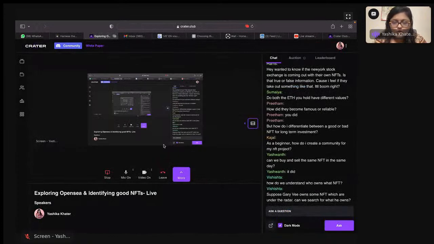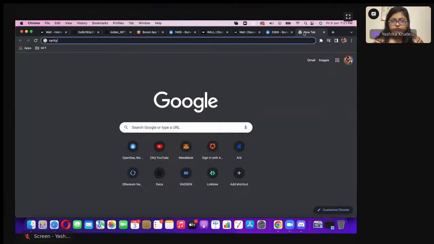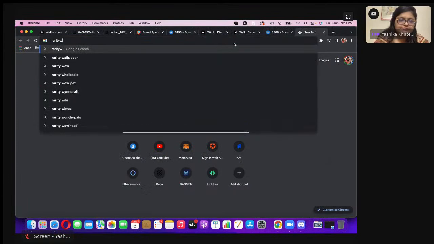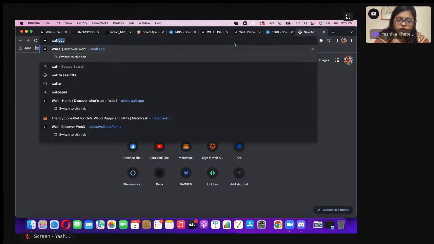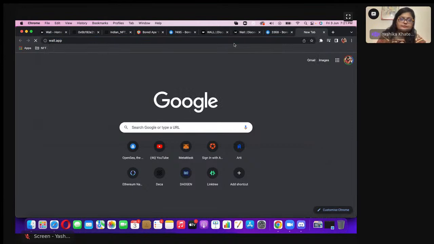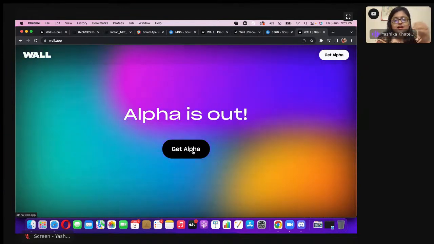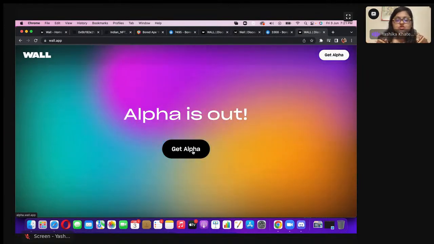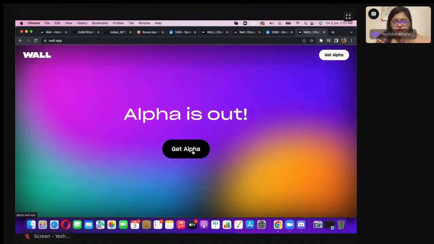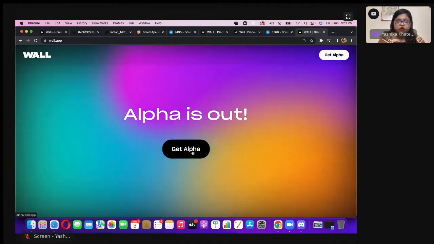Okay, so coming back, here I am sharing that app, which is called wall.app. You go on wall.app and then you say get alpha. Alpha in NFT means those precious NFT projects that will surely flip for a bigger amount, where you can make money out of it. So NFTs which are regarded as high in value are called alphas.